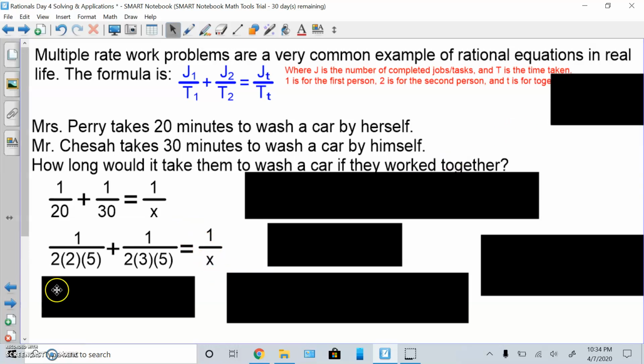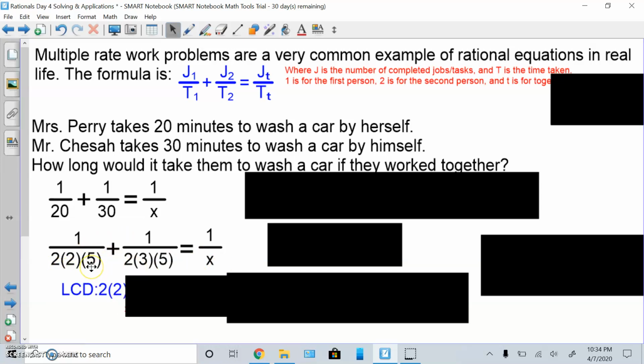After that, you're going to find the LCD. There's 2 2's here, 1 2 there, 0 2's there. The most 2's up here is 2, so I need 2 2's in my LCD. Then I see a 5, 1 5 there, 1 5 in the second fraction, 0 5's there, so you need 1 5 max. Then 3's new, 1 3 there, 0 3's there and there, so a single 3. x is new, 1 x there, 0 x's there and there, so we need a single x. That's my LCD.